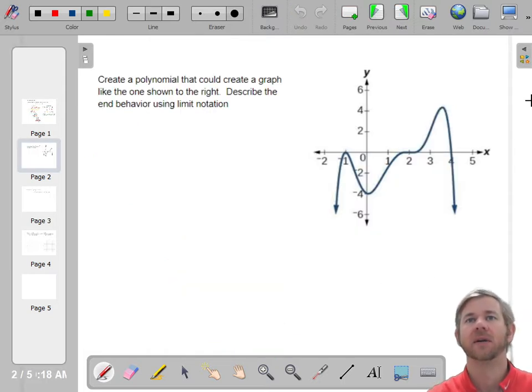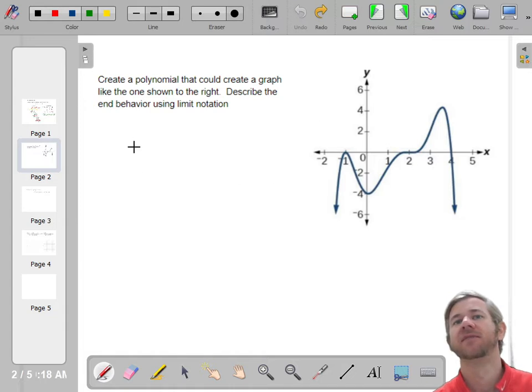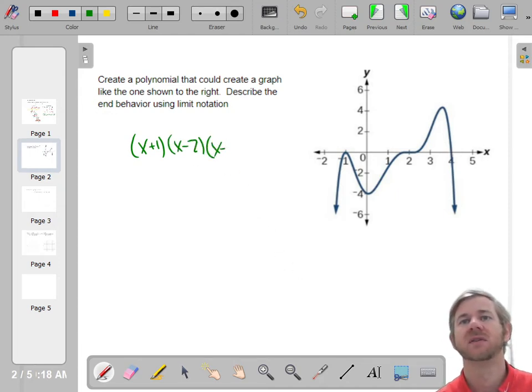Let's try another one. Okay, create a polynomial. So this is kind of like the activity, the exploration we did. First, let's start with the zeros. If negative 1 is a 0, then x plus 1 is a factor. If 2 is a 0, x minus 2 is a factor. And if 4 is a 0, x minus 4 is a factor.